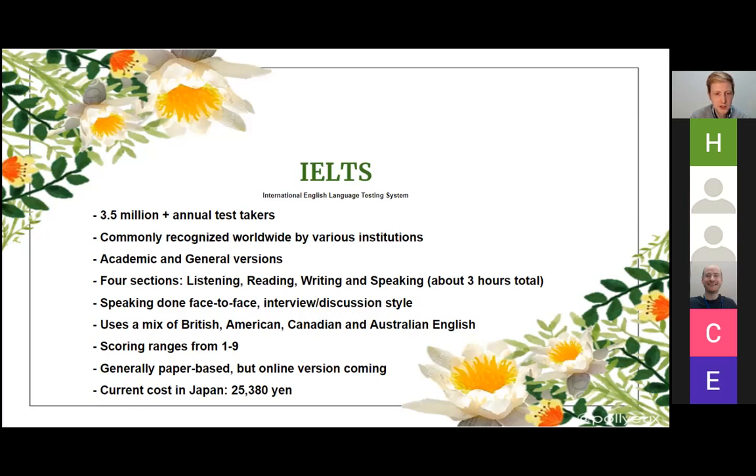There are two versions: the academic version and the general version. I would estimate 90% of people take the academic version, and there's a high chance that your students will only be interested in the academic version. There are 4 sections: listening, reading, writing, and speaking, in that order, and the test takes about 3 hours in total. The speaking is done face-to-face with a real human, and it's an interview discussion style. So question, answer, and towards the end, it gets a little bit more discussion based, but it's still really an interview, basically.